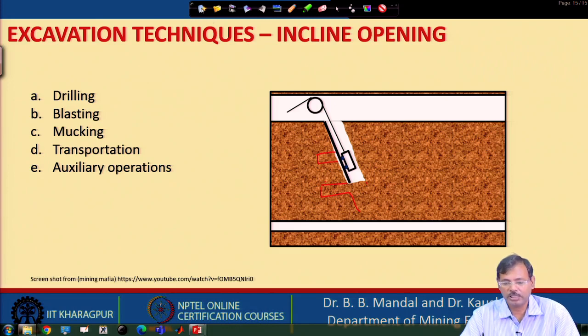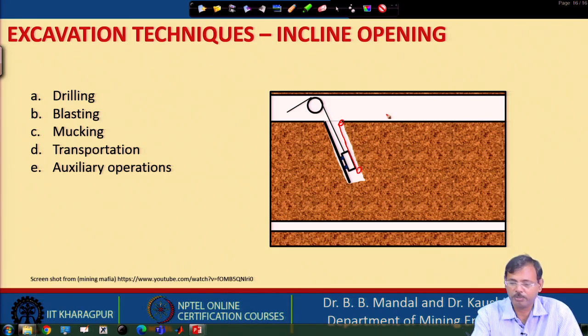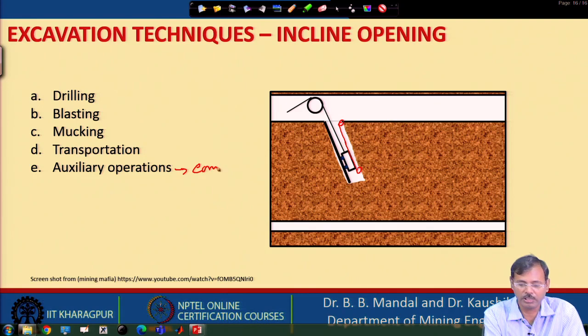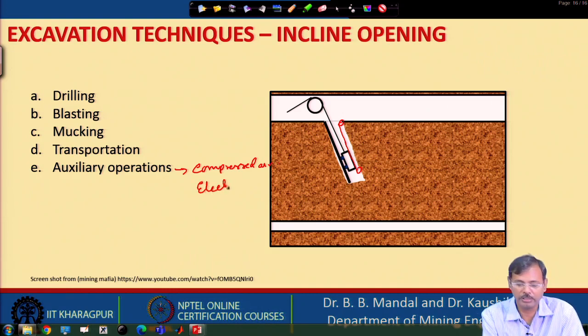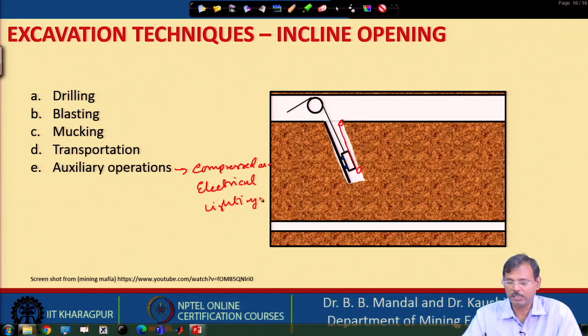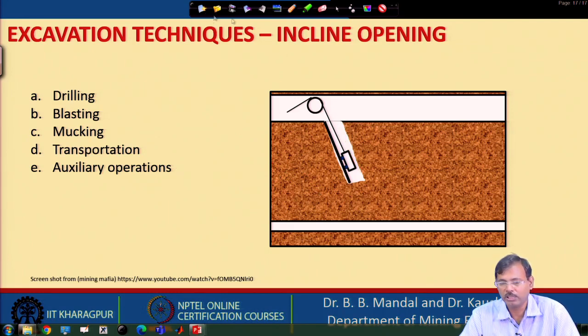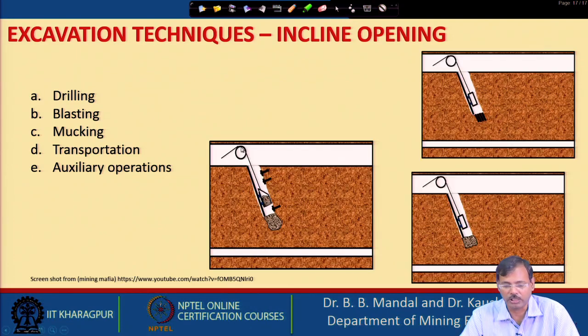The auxiliary operations are also carried out, where the main one is that the ventilation duct has to be provided and extended after each blasting. Then the compressed air cable has to be extended, electrical lines have to be extended, lighting has to be extended. So, these are basically different auxiliary operations to be carried out in the incline opening construction. So, you can see this is the drilling.